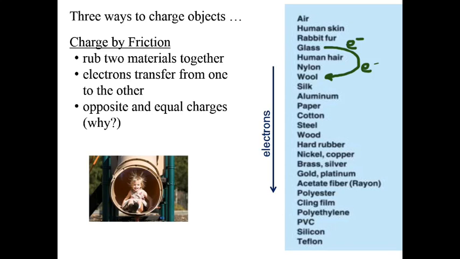Let's do one more. How about aluminum and silver? Electrons move from the aluminum to the silver, making the silver negative, making the aluminum positive. And that means you're conducting electrons into the silver.